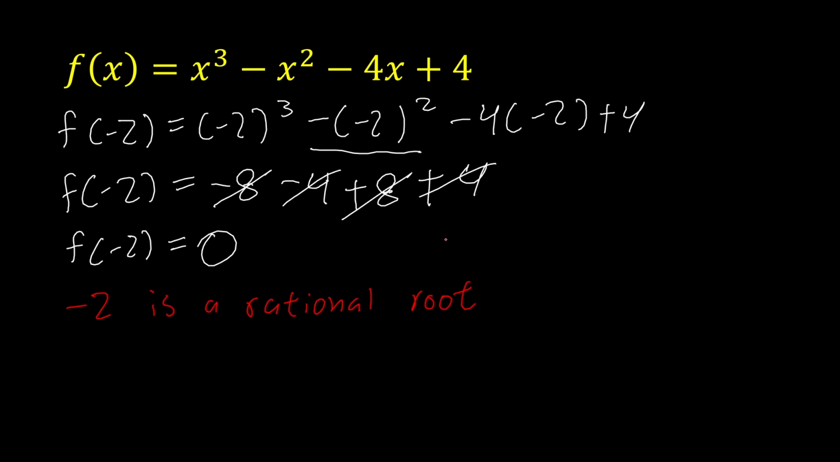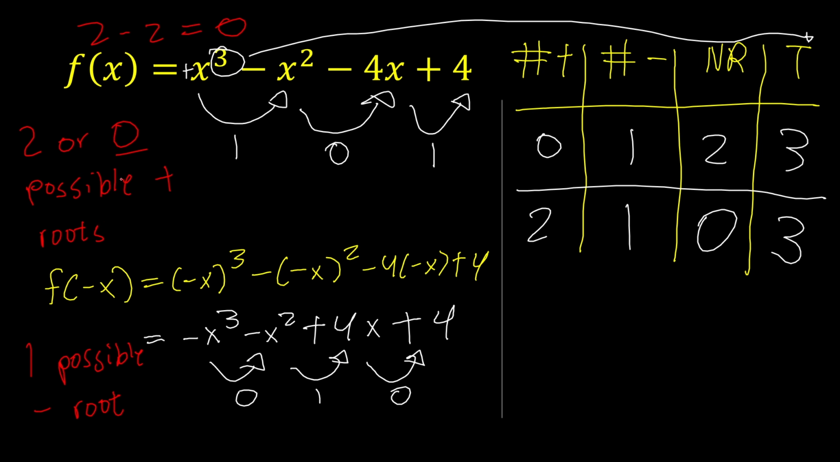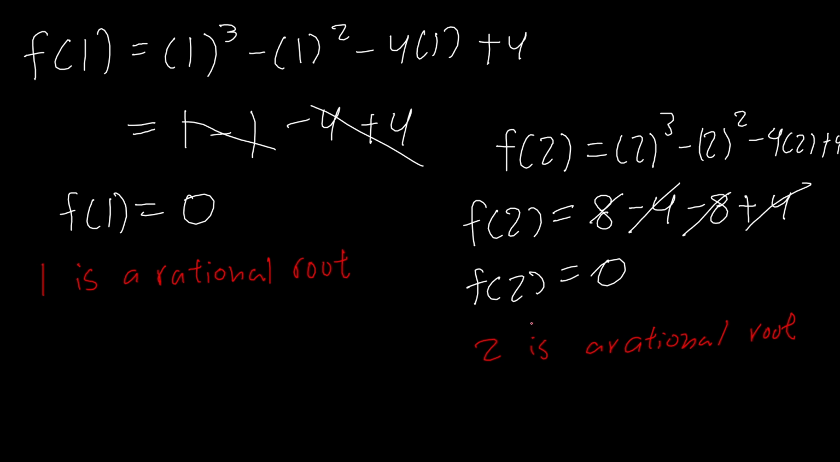And since we already found the two possible positive roots, then we can say that negative 2, positive 1, and positive 2 are the rational roots of this polynomial function.